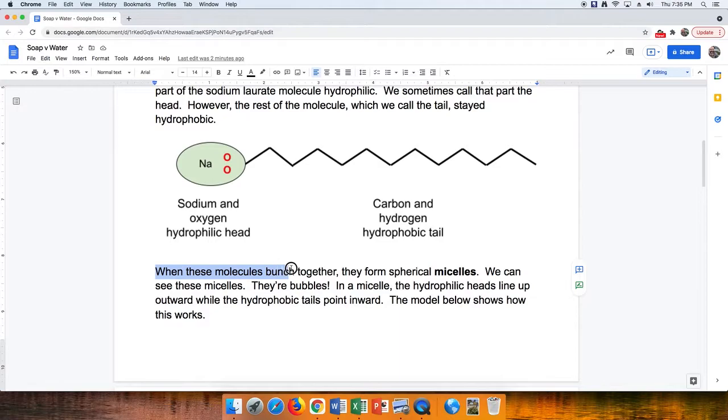When these molecules bunch together, they form spherical micelles. We can see these micelles. They're bubbles. In a micelle, the hydrophilic heads line up outward, while the hydrophobic tails point inward. The model below shows how this works.